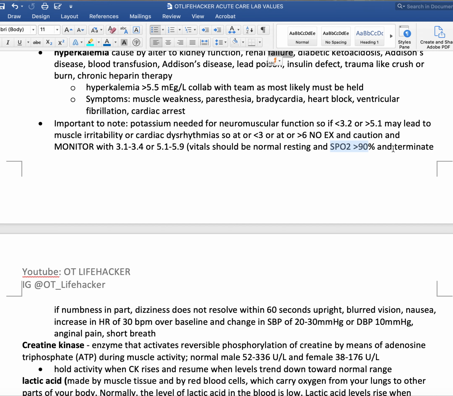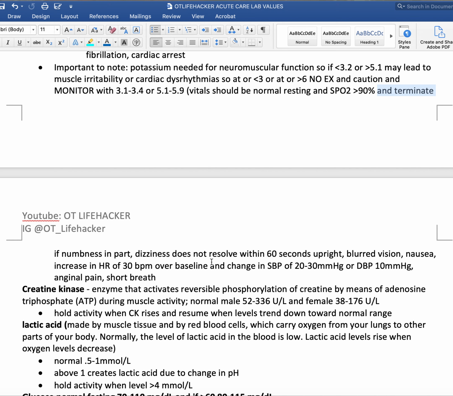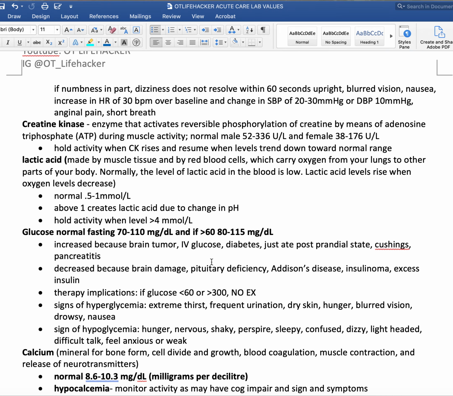Make sure that you terminate the session if they start feeling numbness in any part of their body, dizziness that doesn't go away within 60 seconds, blurred vision, nausea, increase in heart rate, changes in the diastolic and systolic, because again, that could be a risk for orthostatic hypotension as well, and shortness of breath.